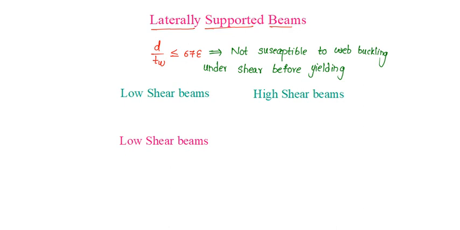Laterally supported beams are designed in two formats. One is low shear and the other one is high shear. Low shear beams, when the factored shear force is less than or equal to 0.6 Vd, then they are designed as low shear beams, whereas when the factored shear force is greater than 0.6 times of design shear force Vd, then it is designed as high shear beams.